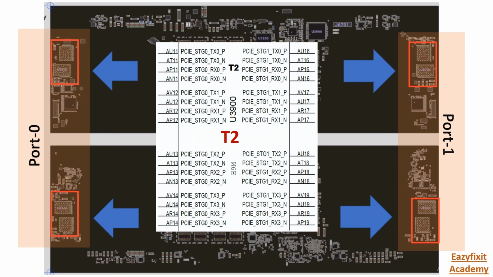This is the diagram which I have taken from the schematics, and here you can see STG0, that is port 0, and STG1, that is port 1. So what is the logic behind port 0 and port 1? Let me tell you something.